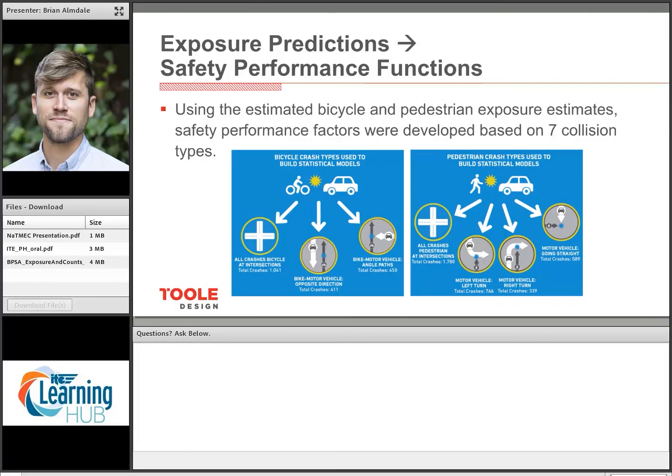After developing both bicycle and pedestrian network-wide exposure estimates, the next steps included developing safety performance functions, or crash models, to identify the location characteristics most associated with pedestrian and bicycle crashes using machine learning, and applying crash models to the network to identify locations that have the highest expected number of crashes at every intersection in the city, even if the crashes never occurred at that location.